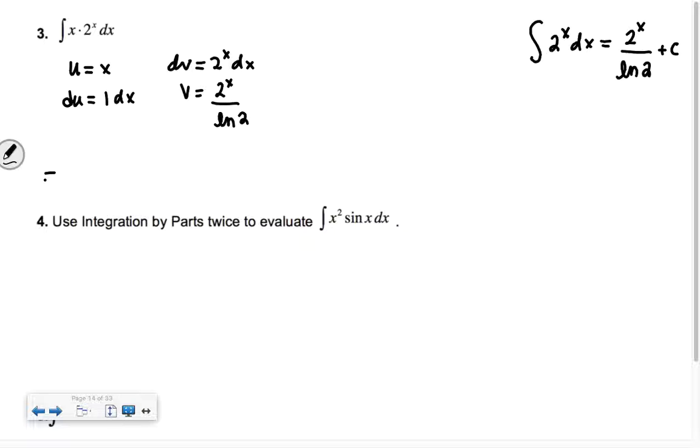All right, so here we go. So we do uv. So x times 2 to the x over natural log of 2 minus v du. So 2 to the x over natural log of 2 times dx.